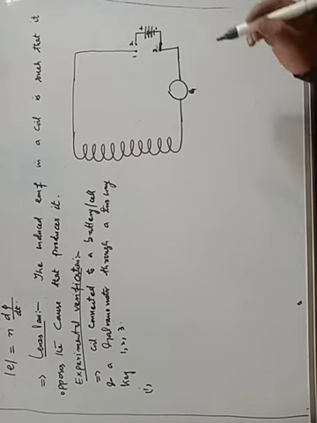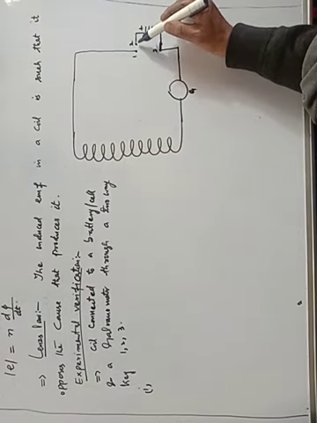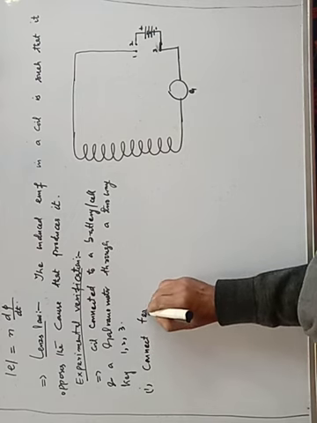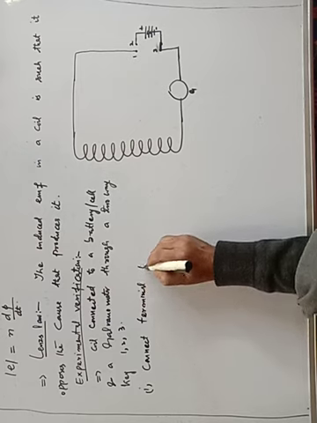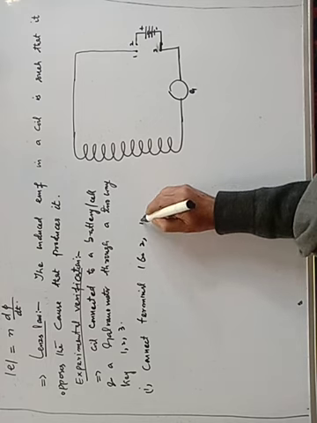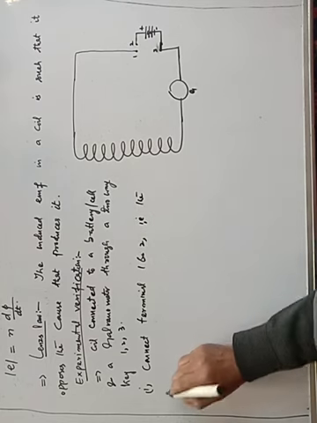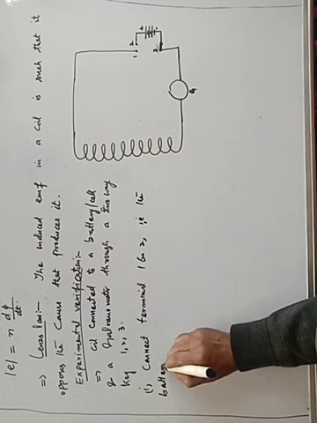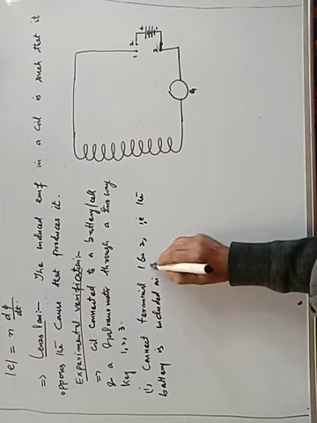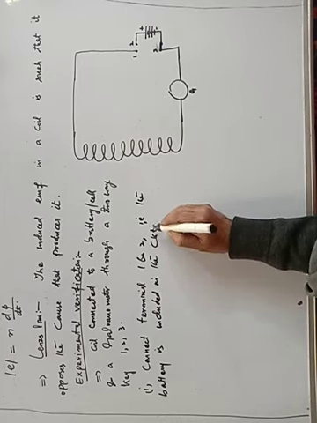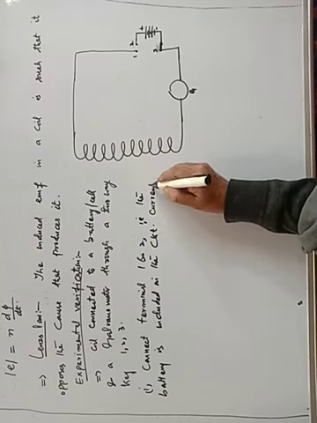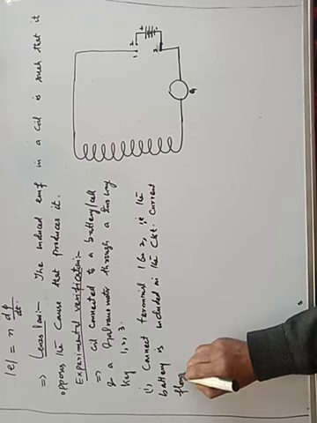First of all, we will connect here the terminal 1 and 2. So connect terminal 1 and 2. That is, the battery is included. Battery is included in the circuit. Therefore, current flows through it.